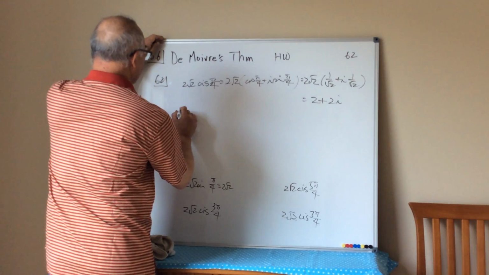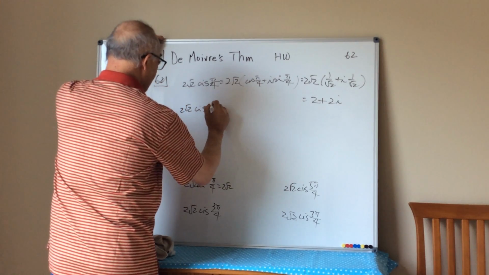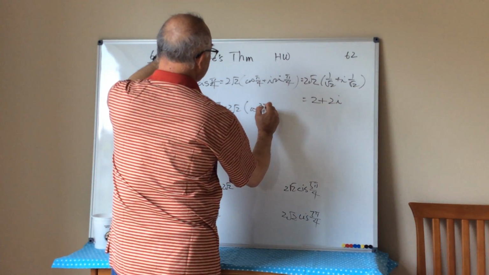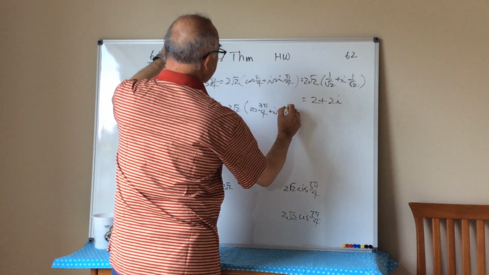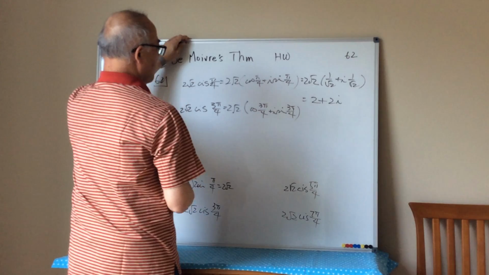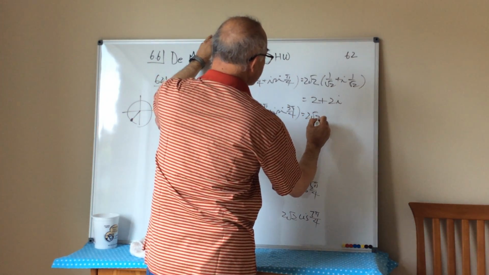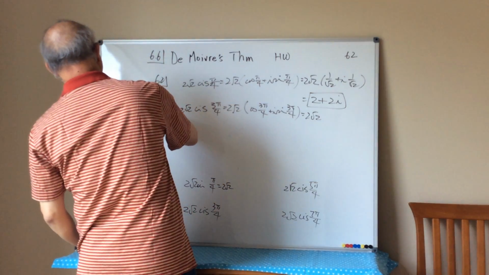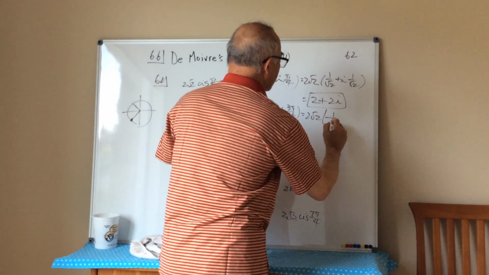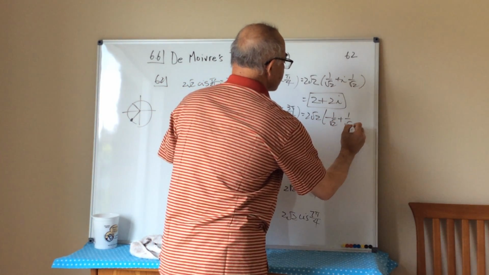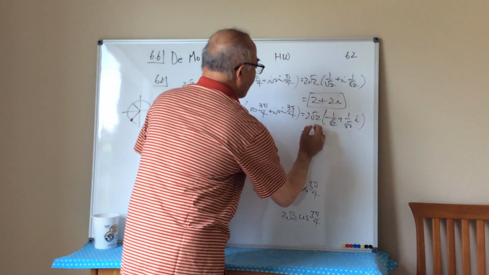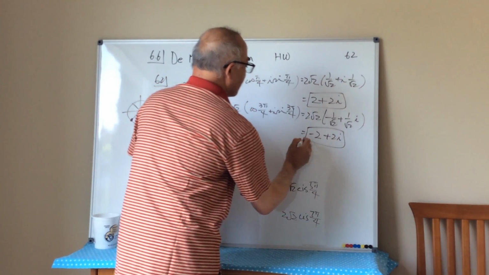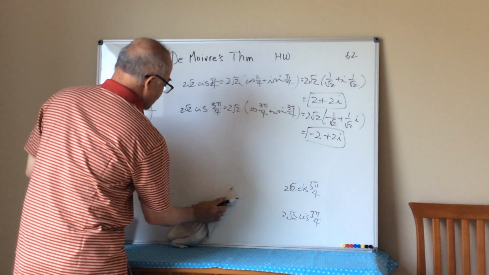Second one, so let's do this one here. 2 root 2 cis 3 pi over 4 is 2 root 2 cosine 3 pi over 4 plus i sine 3 pi over 4. So what I get here, now we're over here, so it's going to be negative 1 over root 2 plus 1 over root 2 i. So I get negative 2 plus 2i. So those are those two.